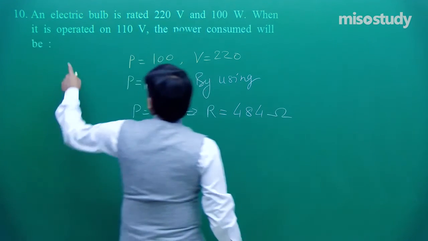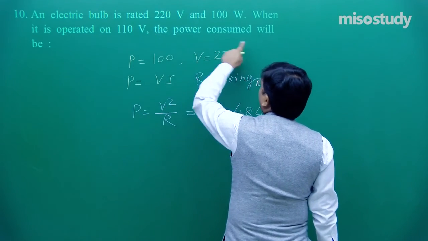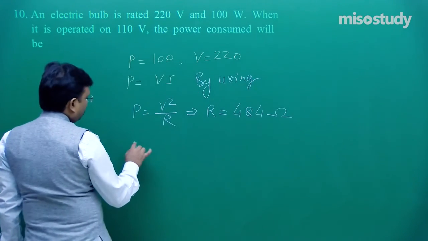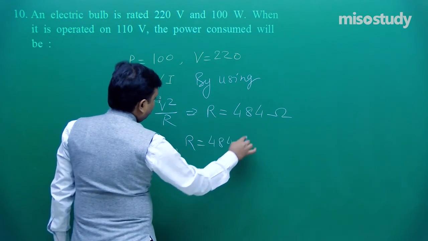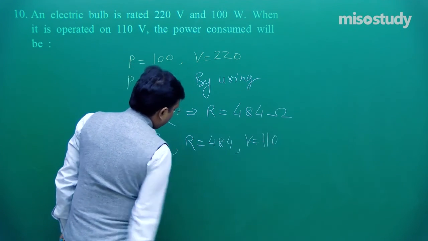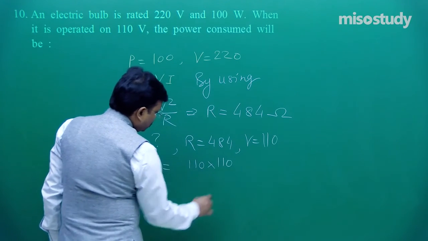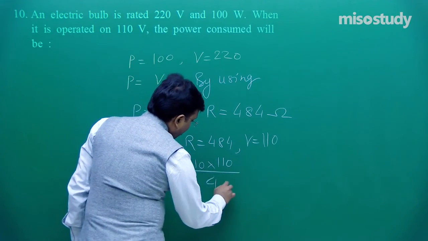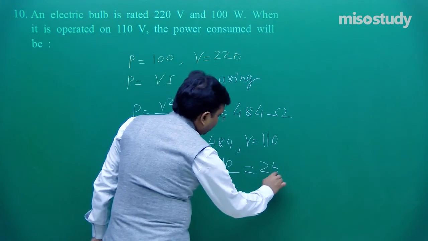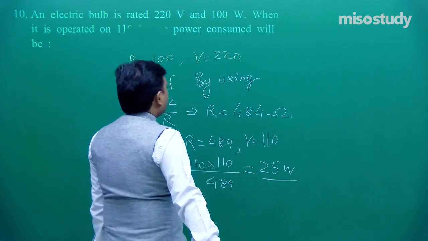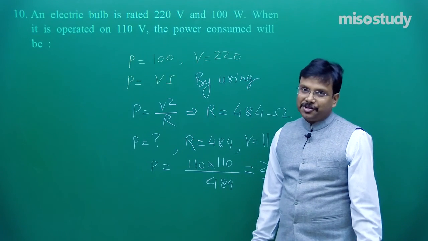Now, next time when it is operated on 110 volt rather than 220 volt, what will the power consumed be? Power is V square upon R, where R is 484 and V is 110. Now, put the values. You will get 110 into 110 upon 484. You will solve and you will get it as 25 watt. So, this question was slightly long in terms of calculations.